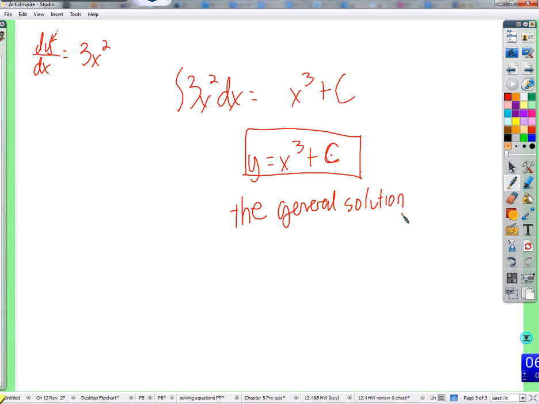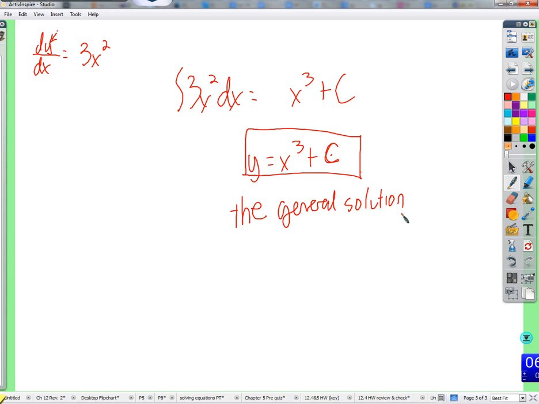Now, how are we going to figure out what the particular solution is? Find C. How do we find C? If in general you could just find C, wouldn't we have been finding C all along and not just put plus C? So there's no way to find C. There's no way to find it. So in this case, there's no particular solution to find.